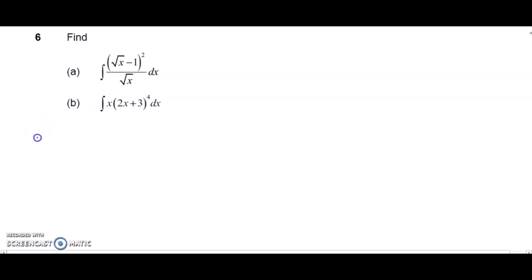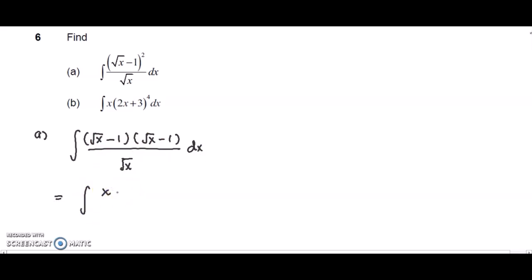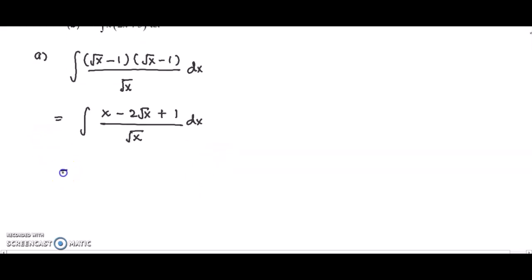So question 6, to integrate this function, we're going to expand first because the power is just power 2. So the power is not that high, we can still manage to expand it. Alright, after expand, we can easily integrate. So after we expand, I have (x minus 2 third x plus 1), and this is going to be divided by the third x. And then expand further. You can separate into the 3 separate terms.